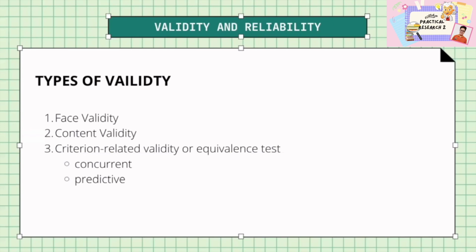Now, we have predictive. Well, the best example here is the aptitude test. Why? Because predictive refers to how well the test predicts some future behavior of the examinees. All right? Meaning, how will you perform in a future setting? Okay.